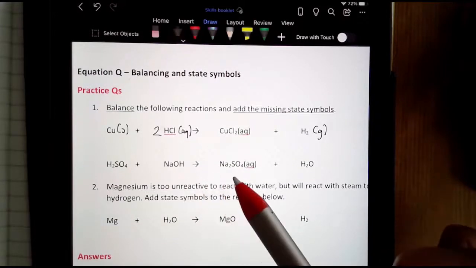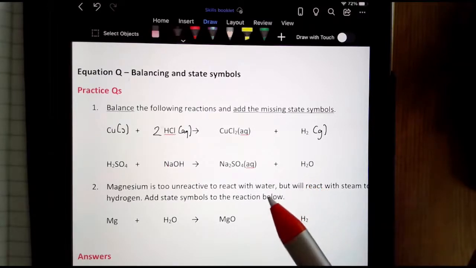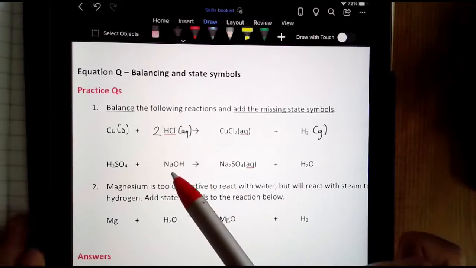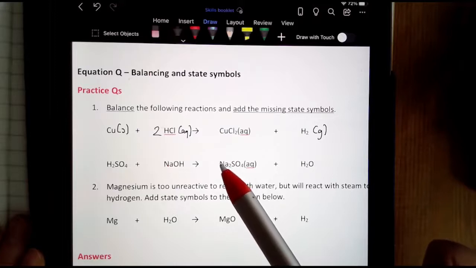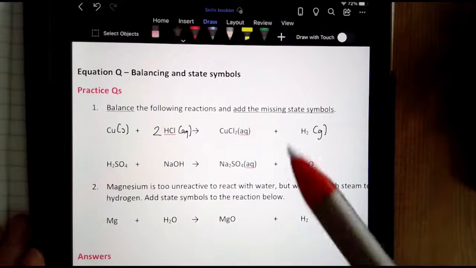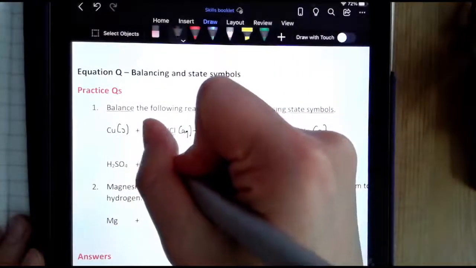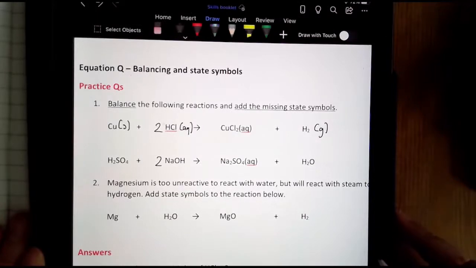H2SO4, NaOH goes to Na2SO4 and H2O. So I'm going to start by looking at sodium because I can straight away see that that's not balanced. I've got 1 sodium there on the left and I've got 2 sodiums on the right. So that 2 refers to the sodium. It doesn't refer to the sulfur. To get 2 sodiums on the left, I'm going to need to put a big 2. I can't just insert a little number in between sodium and oxygen, so it has to be a big 2 in front. Now I've got 2 sodiums on each side.